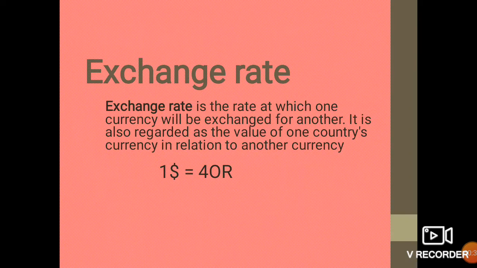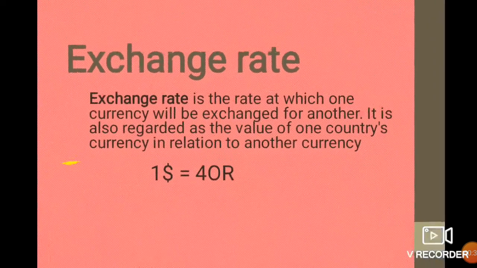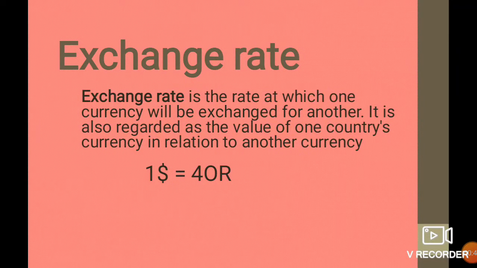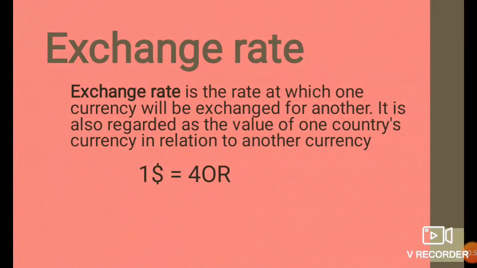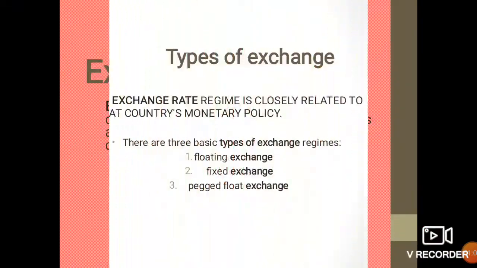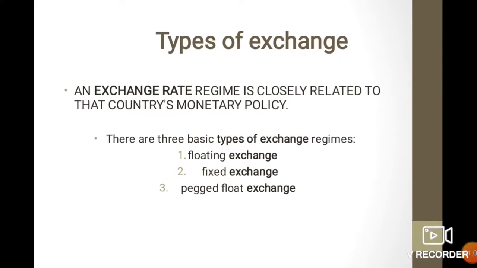Exchange rate is the rate at which one country's currency will be exchanged for another. It is also regarded as the value of one country's currency in relation to another country's currency. Suppose, for example, $1 is equal to 40 rupees. It means there is a 40 rupees value for $1, and $1 is the value of 40 rupees. So it's clear. Okay, so next point, friends, is the most important thing: types of exchange rate.